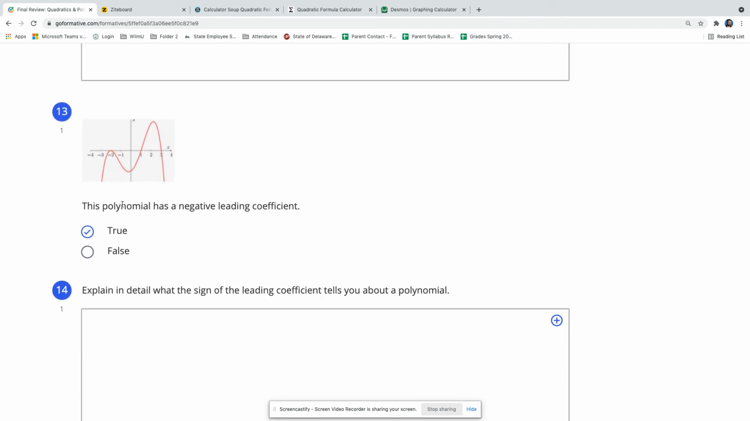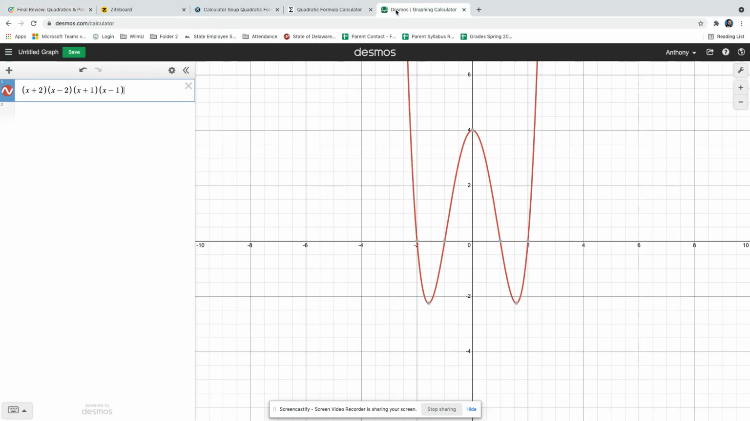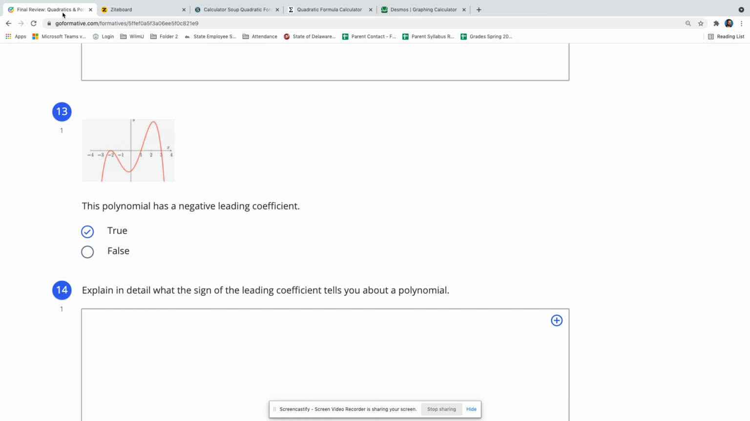Okay, so in terms of having a negative leading coefficient, this is true. This graph is upside down. There's a couple ways that you can figure this out. You can look back through the toolkit notes, or you can just make, this is a quartic function. I just went into Desmos and made a quartic function. And pretty clearly this is facing the opposite way.